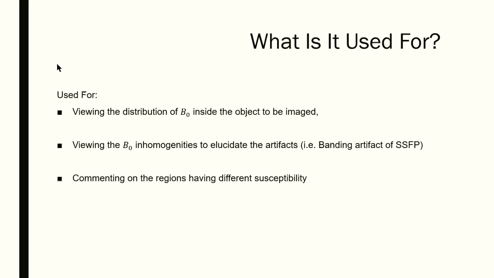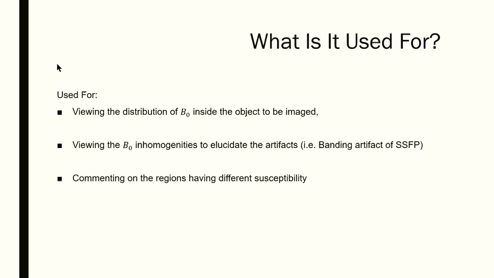Okay, so let's start. I will start with the purpose of the B0 mapping method, what it is actually used for. First of all, it can be used for viewing the B0, the static magnetic field inside the object to be imaged. Considering the Larmor relation, we can also say that we can image the spatial resonant frequency distribution inside the object.